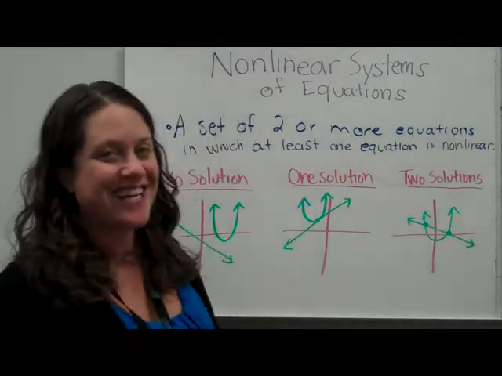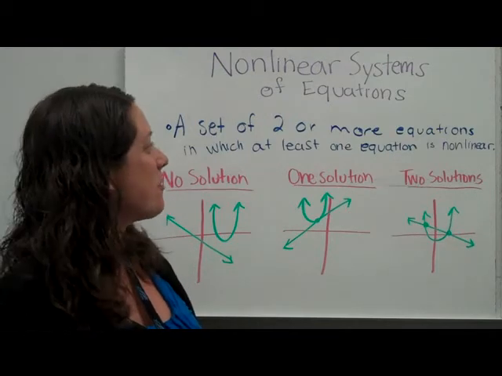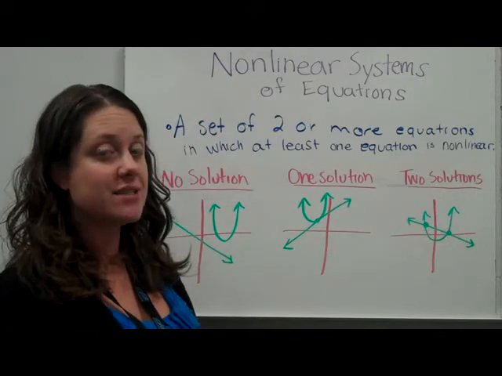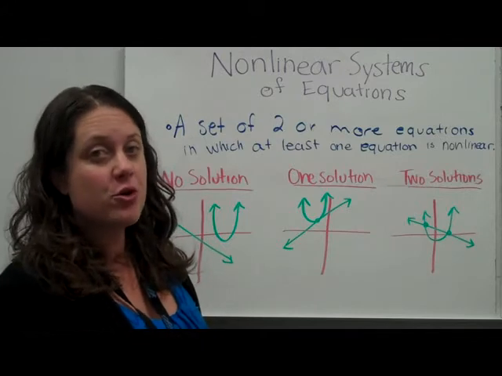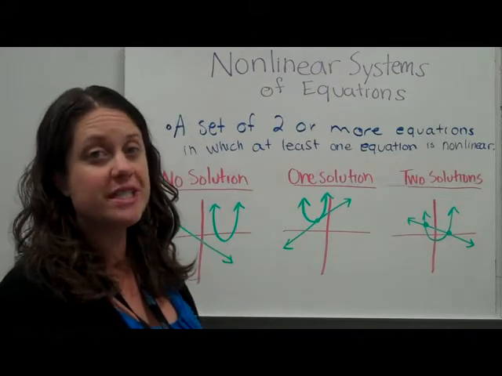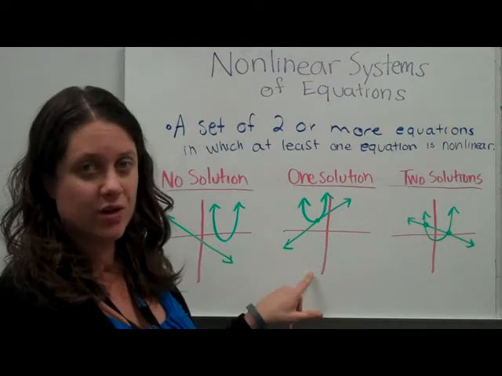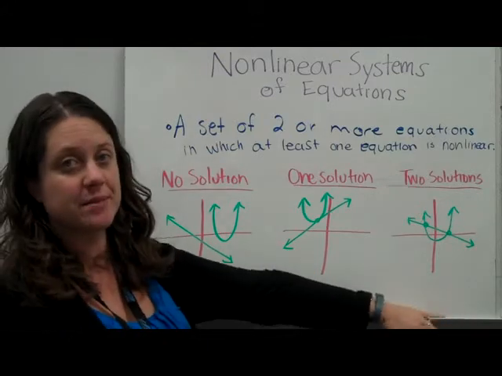Hey guys, so today we're talking about nonlinear systems of equations. Okay, so what is it? A set of two or more equations in which at least one of the equations is nonlinear. So it could be that they're both quadratics, it could be that one is a circle and one is a quadratic, but for today what we're going to focus on is when one of them is a line and one of them is quadratic.